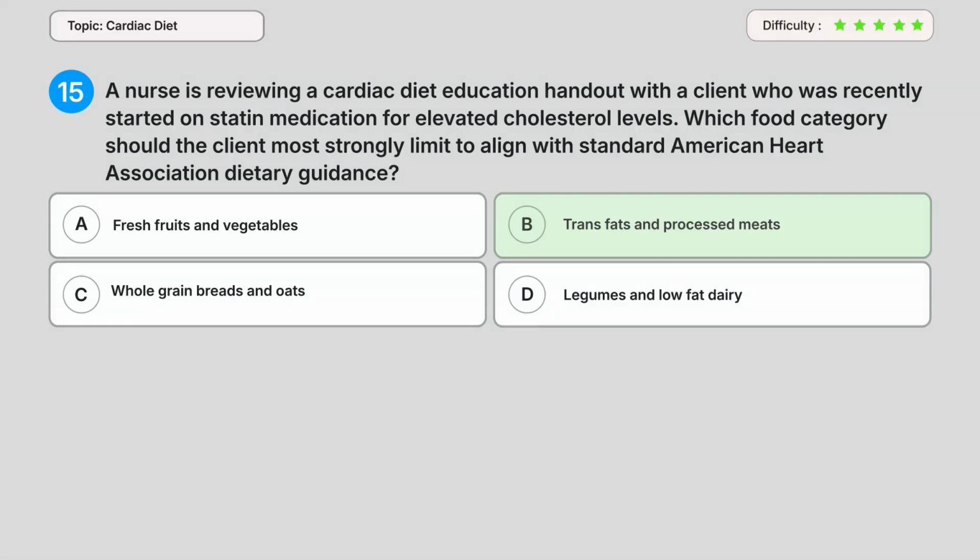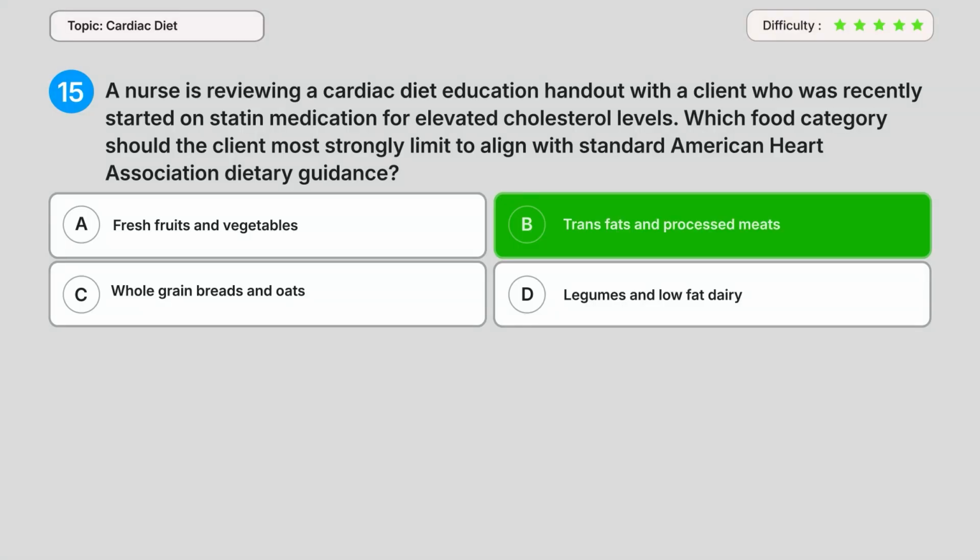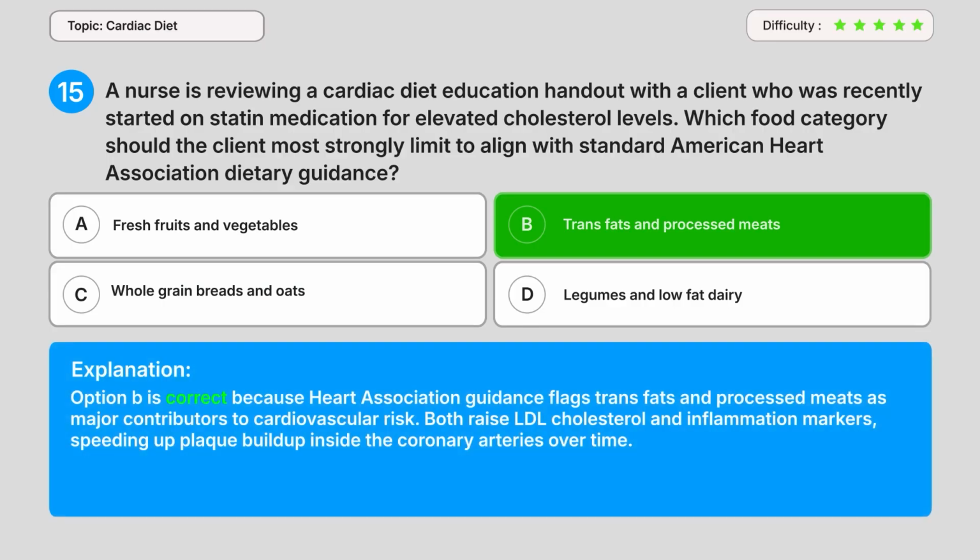Correct answer: B. Trans fats and processed meats. Explanation: Option B is correct because American Heart Association guidance flags trans fats and processed meats as major contributors to cardiovascular risk. Both raise LDL cholesterol and inflammation markers, speeding up plaque buildup inside the coronary arteries over time.